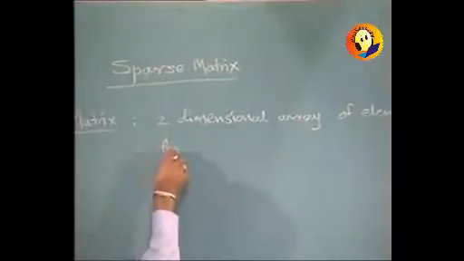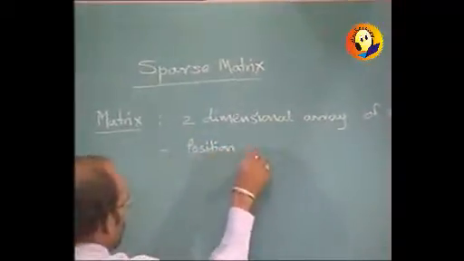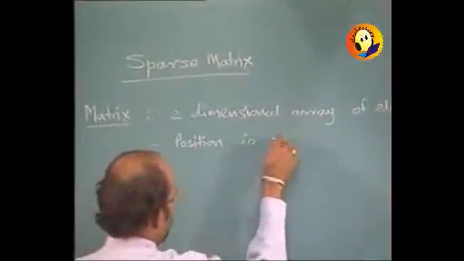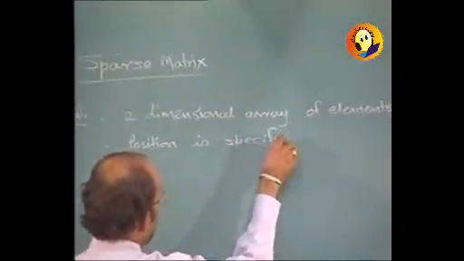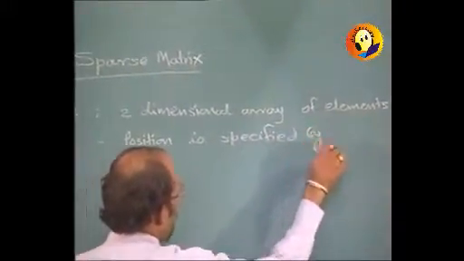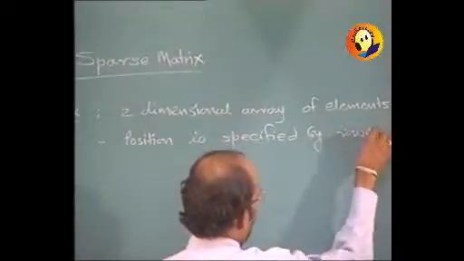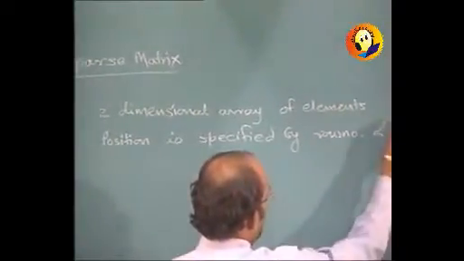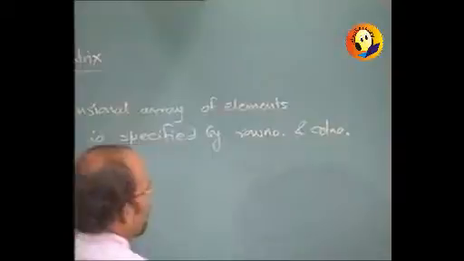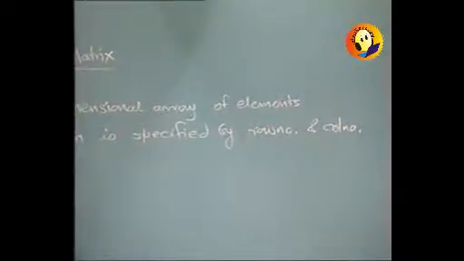Position is specified by row number and column number. The position of each element will be specified by the row number and column number.